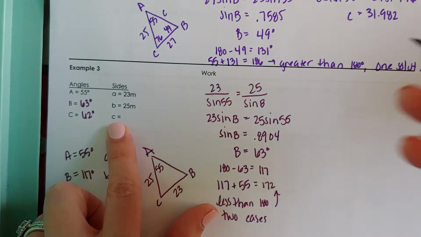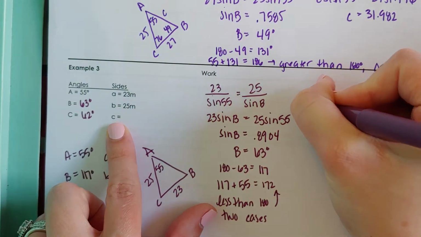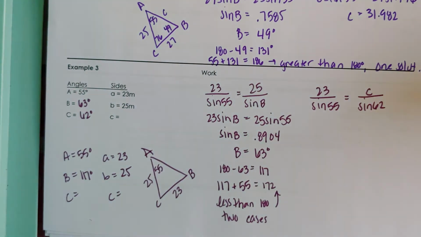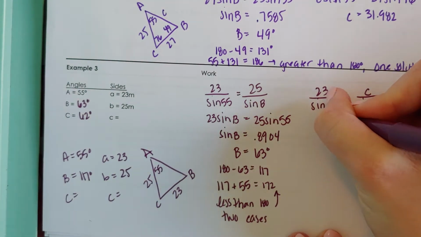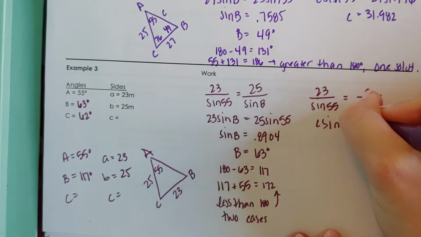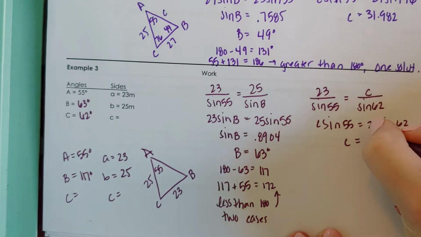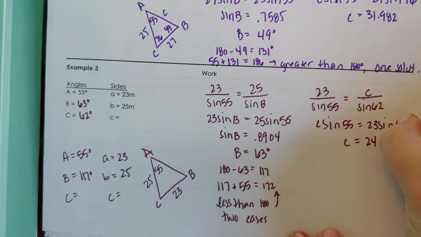So I can say 23 over the sine of 55 equals C over the sine of 62. So C sine of 55 equals 23 sine of 62. This is going to give us C equals 24.791.